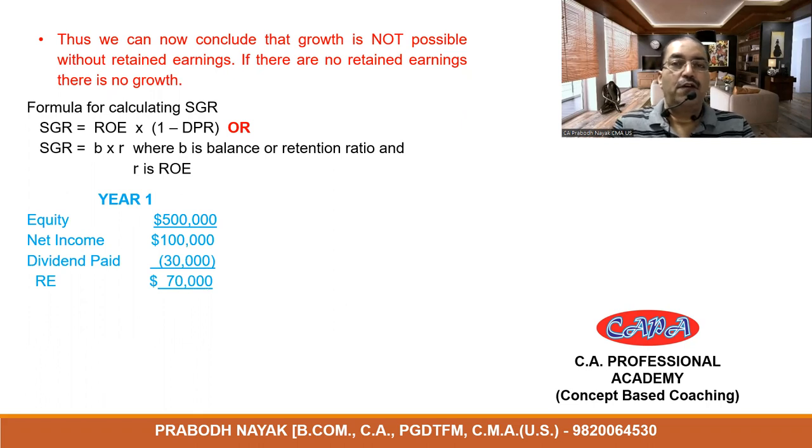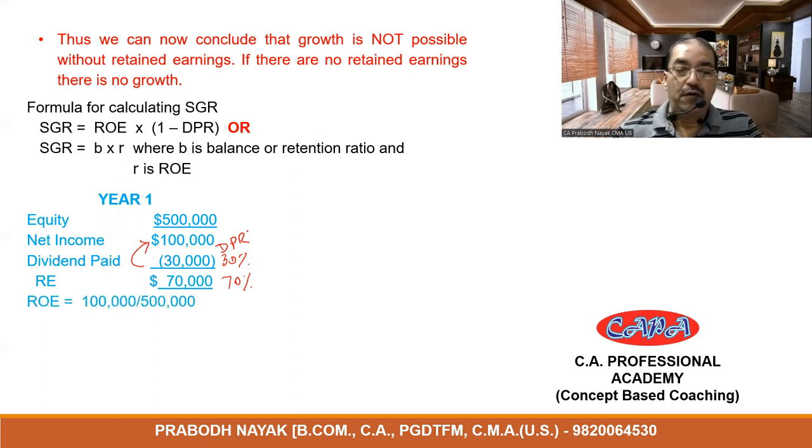You have paid 30,000 as dividend. So retained earnings is 70,000. 30,000 upon 1 lakh will give you DPR. DPR is 30%. So retention is 70%. 70,000 upon 100,000. 30,000 upon 100,000, 30% is DPR. So DPR is 30%, and retention is 70%.